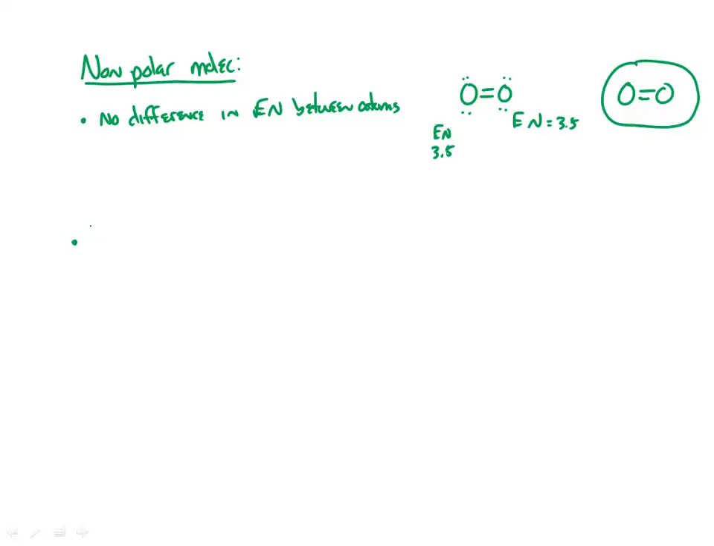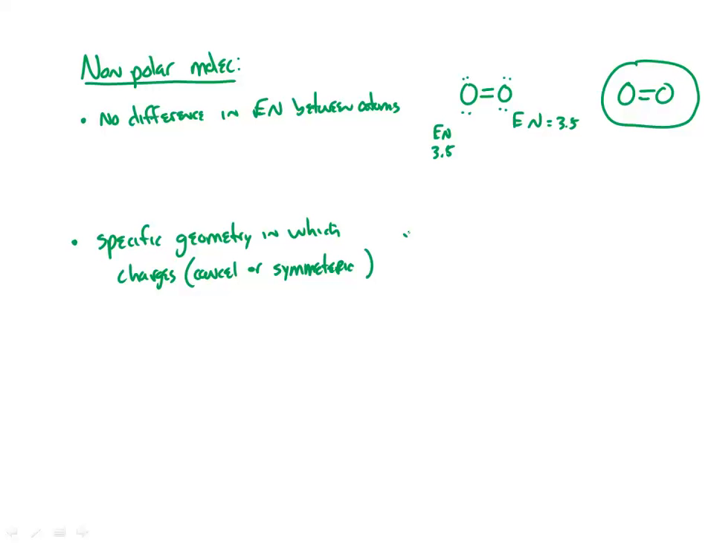I can also have a nonpolar molecule if I have very specific geometries in which the charges either cancel or are symmetrical, I should say. I don't know how to phrase that perfectly. The way I like to think about it is it does not make a magnet. So it's kind of a negative statement, meaning polar molecules look like magnets, nonpolar ones don't. An example of that is, for instance, carbon dioxide.